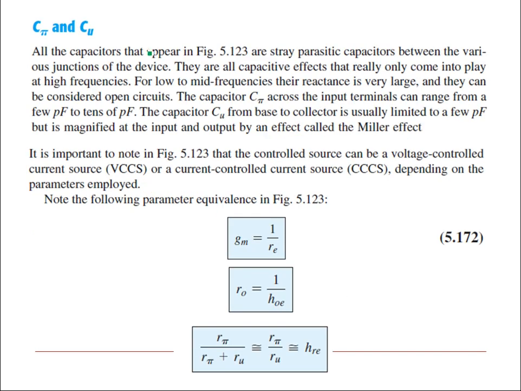And what about C pi and C mu? All the capacitors that appear in the figure are stray parasitic capacitors between various junctions of the device. They are all capacitive effects that really only come into play at high frequencies. For low to mid frequencies, their reactance is very large. They can be considered as open circuits. That is why you don't see these C pi and C mu in the low frequency or mid frequency analysis. The capacitor C pi across the input terminals can range from picofarad to tens of picofarad, and C mu from base to collector is usually limited to a few picofarad, but it is magnified at the input and output by the Miller effect.